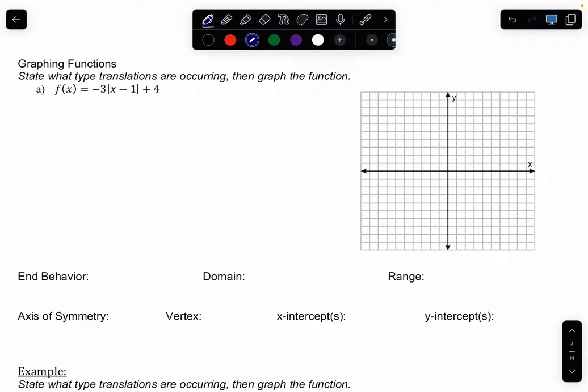We're going to state what type of translations are occurring, graph the function, and then talk about some of the key features. So our first one, f of x equals -3 times the absolute value of (x minus 1) plus 4. Starting off, we have absolute value. So what's the shape? A V.